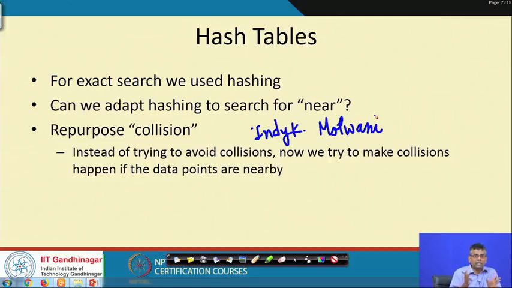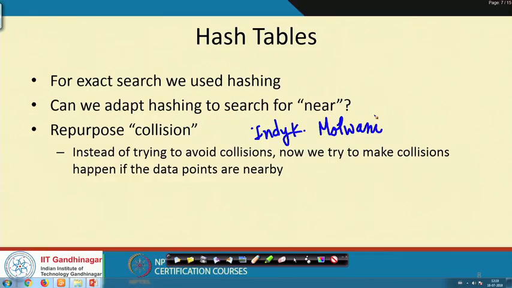What we want to do is repurpose collisions. Remember, in designing hash tables, collisions happened over x and y that are arbitrary. Any x could have collided with any y. So now we repurpose collisions and ask: if x and y are similar, can I make them collide? Can I have a greater chance that if they are nearby, they go to the same hash bucket, and if they are far, they go to different hash buckets? Basically, this is really the idea.